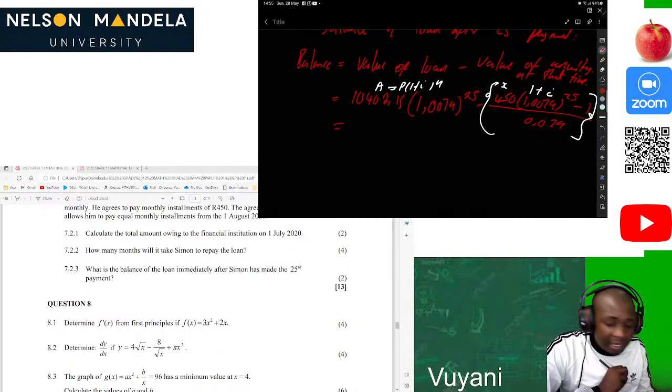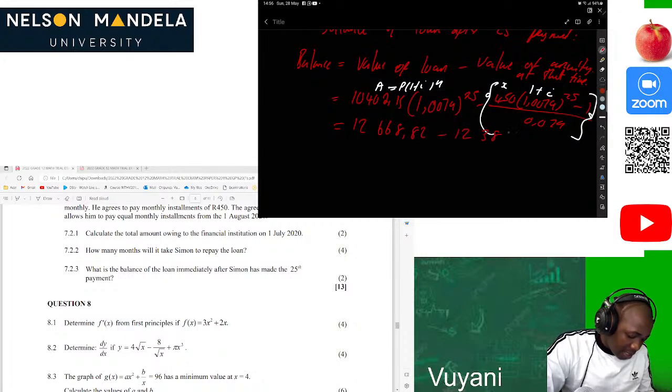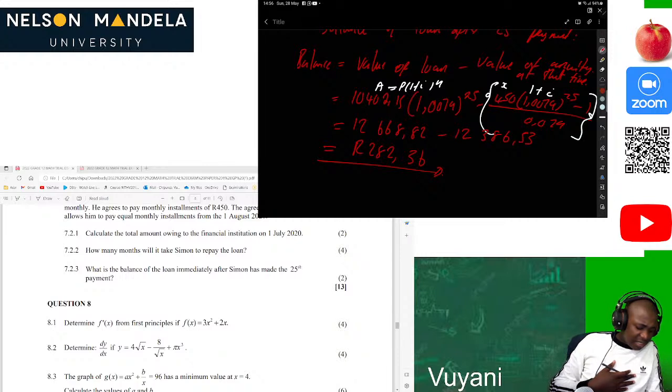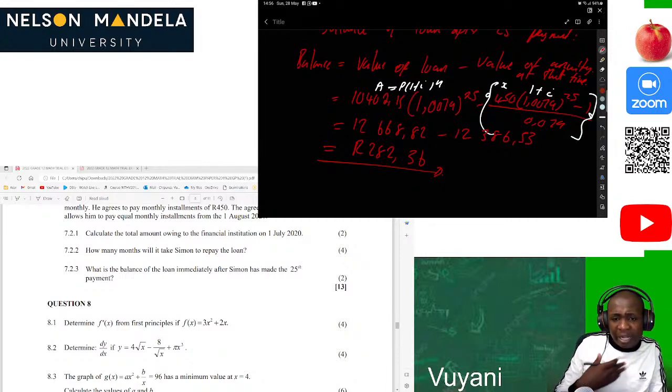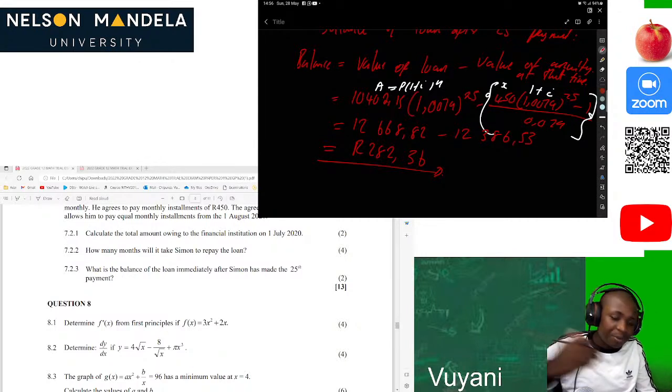So when I'm using my calculator, I'm getting 12,668.89 minus that part, which is 12,386.53, which is equal to, subtract this and this, then you get 282.36 cents. So this is quite easy. This is quite nice. But this is a long method. Okay. Someone will be like, why would I use that? So I'm gonna give you an option B so that you can play around with which option we want.